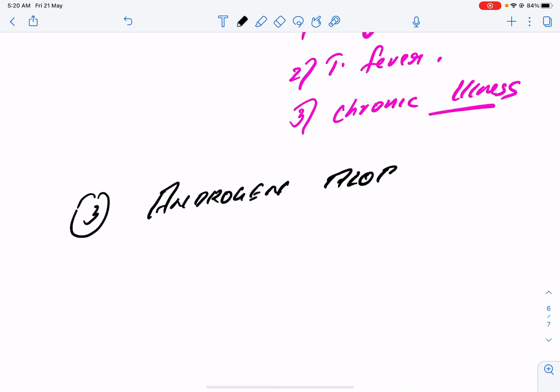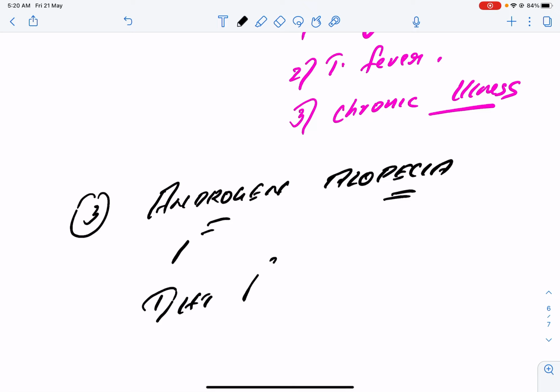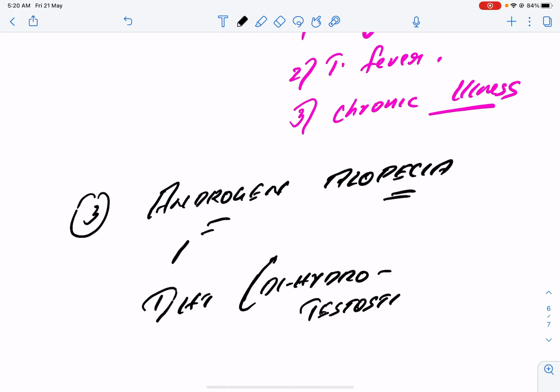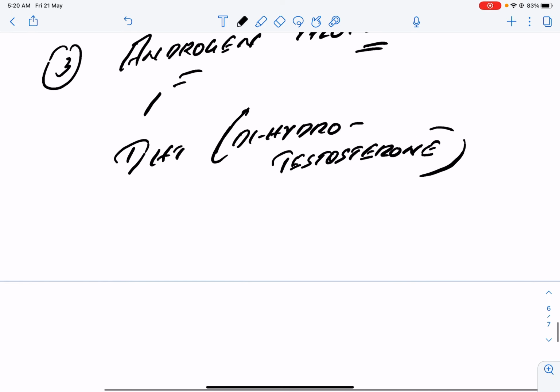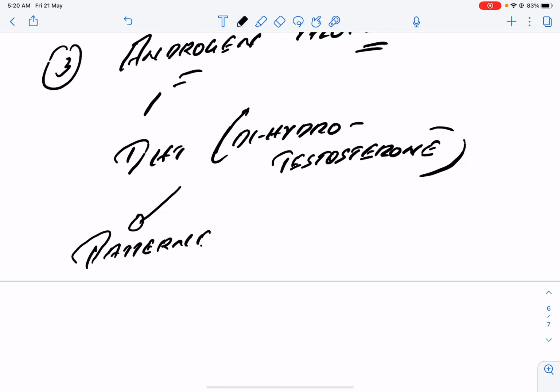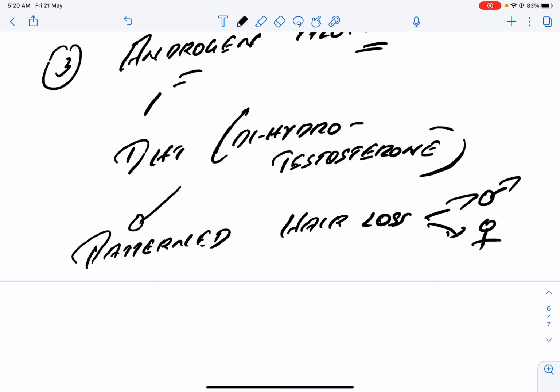The last one is called androgenic alopecia, which, as everyone knows from the word, is because of androgen. What is androgen? DHT. DHT means dihydrotestosterone. This DHT will cause patterned hair loss. What will it cause? Patterned hair loss, in males as well as in females. They will show this hair loss in both males as well as what? Females.